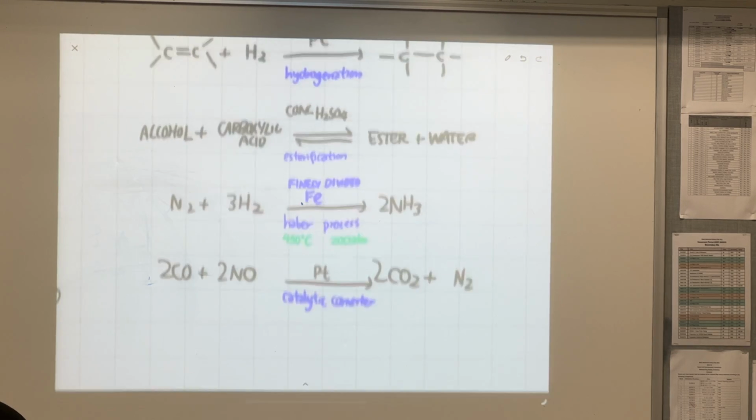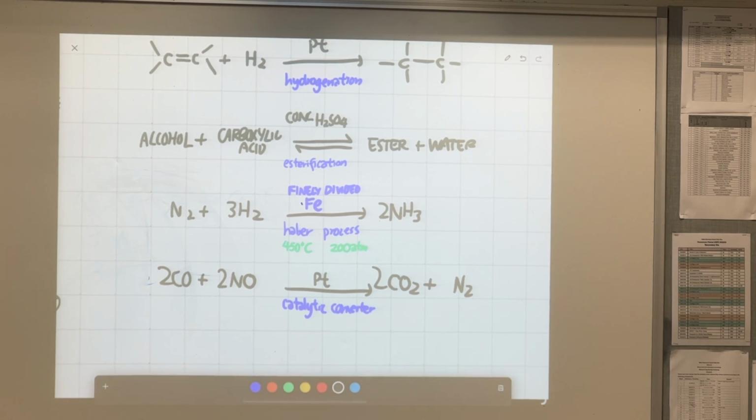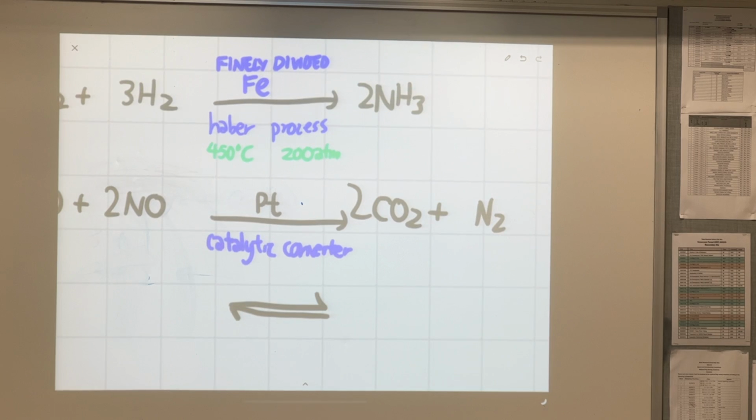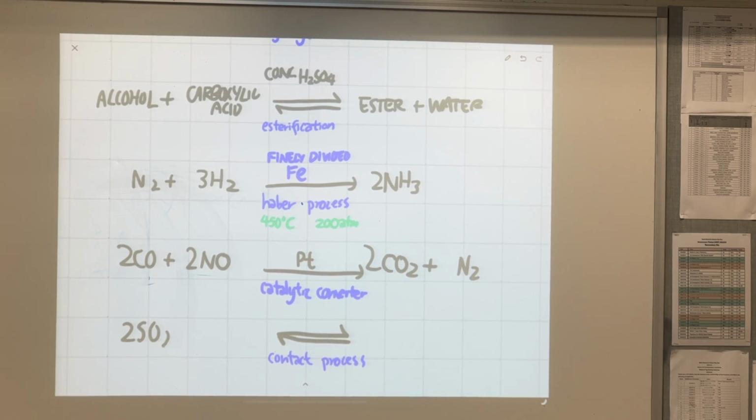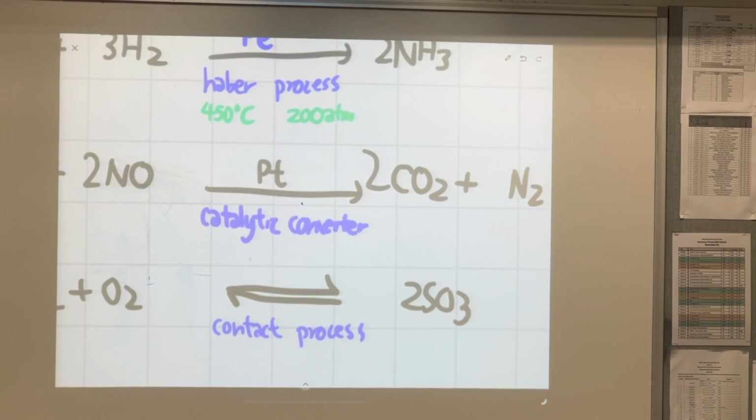One more. The contact process, which makes sulfur trioxide. In the contact process, sulfur dioxide and oxygen combine to form sulfur trioxide. Can anyone name this catalyst?